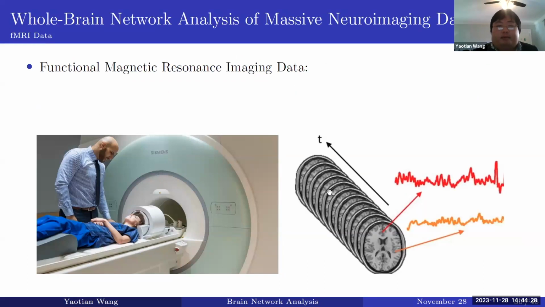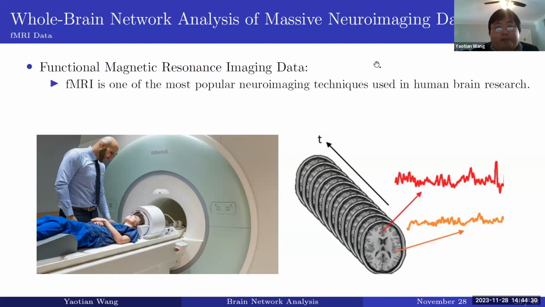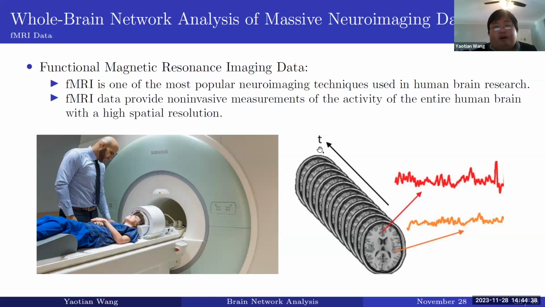Let me briefly explain fMRI data. fMRI is one of the most popular neuroimaging techniques used in human brain research. This is because fMRI data provide non-invasive measurement of the entire human brain's activity, also with a high spatial resolution. The left figure shows an example of how the fMRI data are acquired, and the right figure shows an example of the fMRI data. Typically, we can view the fMRI data as a four-dimensional time series.